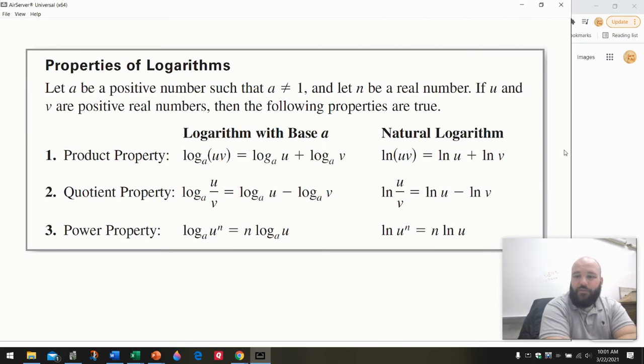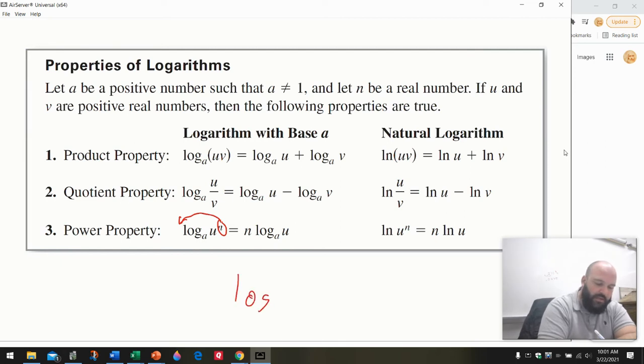And this one is extremely useful. What it allows us to do is, if you're logging a base and a power, it allows us to take this power and move it down in front of the log. We bring it down.